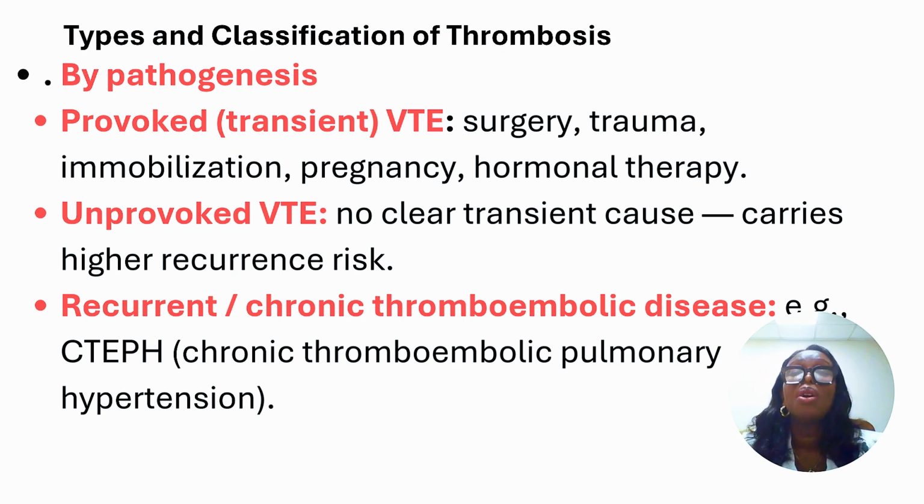And then we have recurrent or chronic thromboembolic disease. Example, we have chronic thromboembolic pulmonary hypertension. So you can classify thrombosis based on their pathogenesis, and we have provoked, transient venous thromboembolism, we have unprovoked venous thromboembolism, and then we have recurrent or chronic thromboembolic disease, which is example of it is chronic thromboembolic pulmonary hypertension.